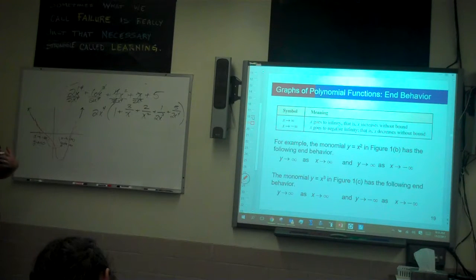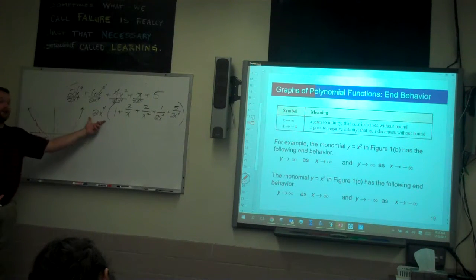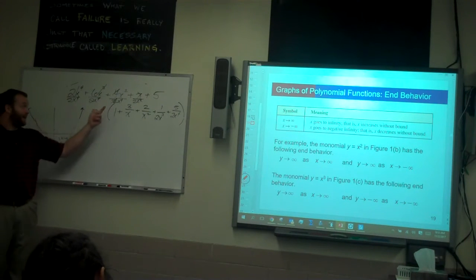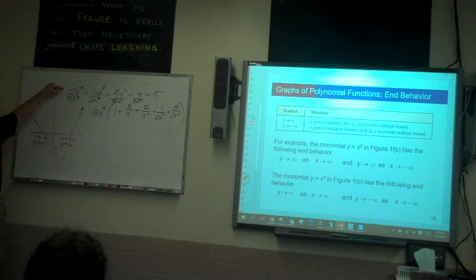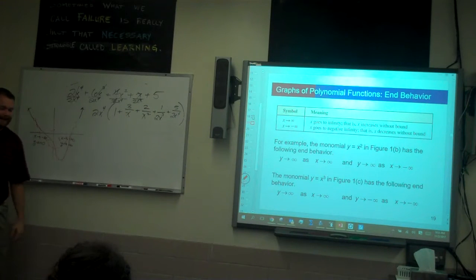Alright, so that's just dividing out the leading term, not a greatest common factor, because 5 didn't have this factor in it. But if I were to distribute this back through, I should get back to exactly what I started with. Does that make sense? Okay? Now here's the logic. Here's why I did that.